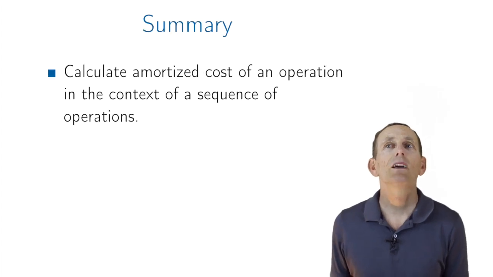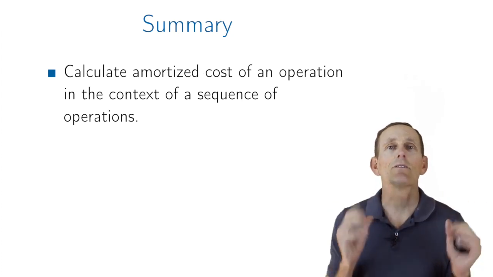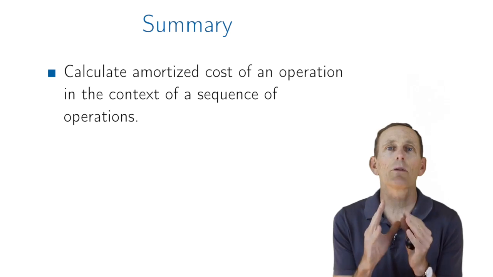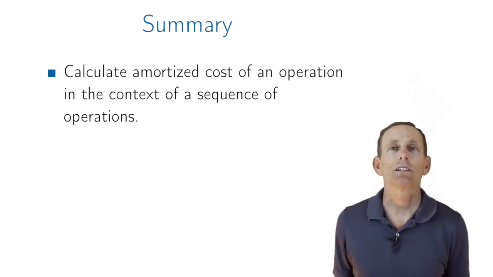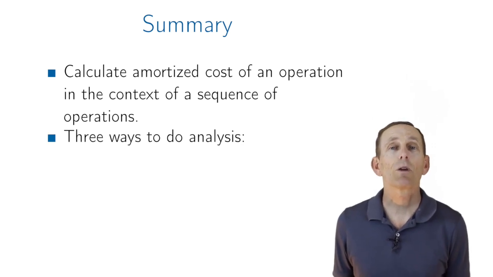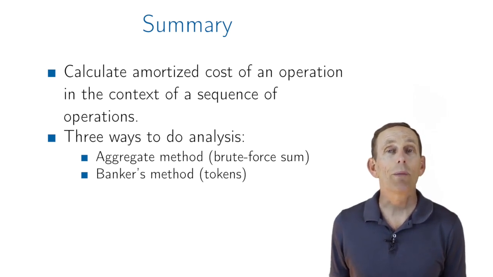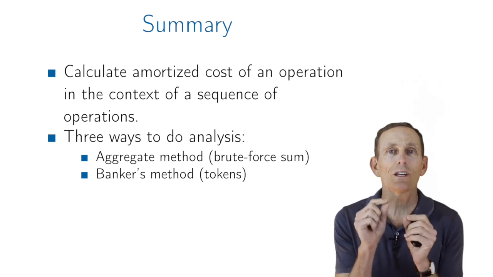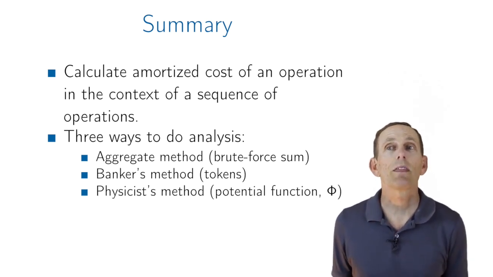So in summary, we can calculate the amortized cost in the context of a sequence of operations. Rather than looking at a single operation in its worst case, we look at the totality of a sequence of operations. We have 3 ways to do the analysis: the aggregate method, where we just do the brute force sum based on the definition of the amortized cost; the banker's method, where we use tokens and save them conceptually in the data structure; or the physicist method, where we define a potential function and look at the change in that potential.